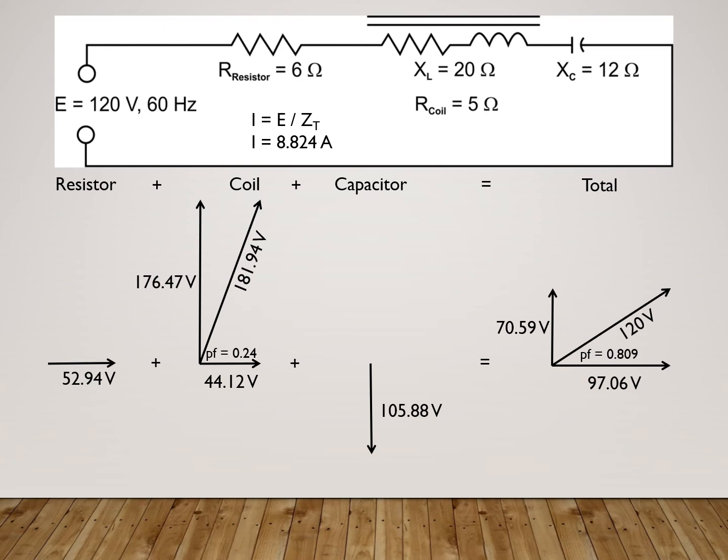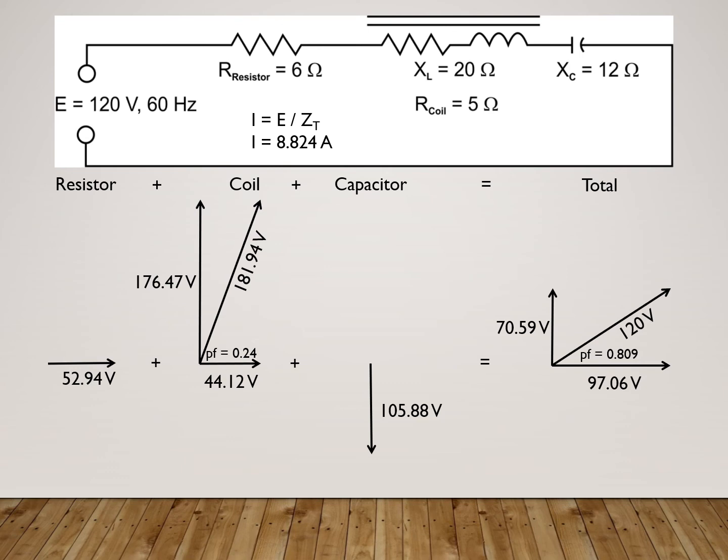The reason that works is that my coil and my capacitor are going to have different values because they're at different phase angles. And my coil generates its own counter EMF, which means that its voltage is going to be a little bit higher than what my source is going to be.